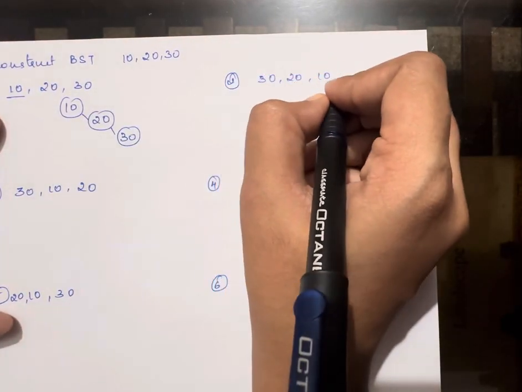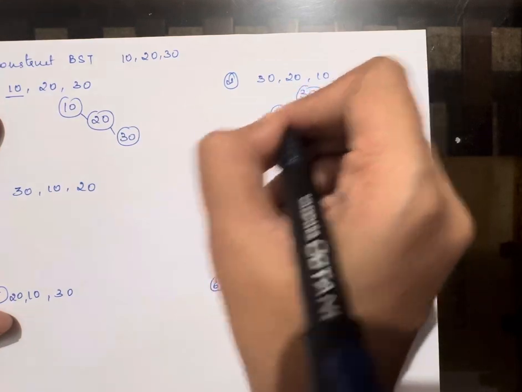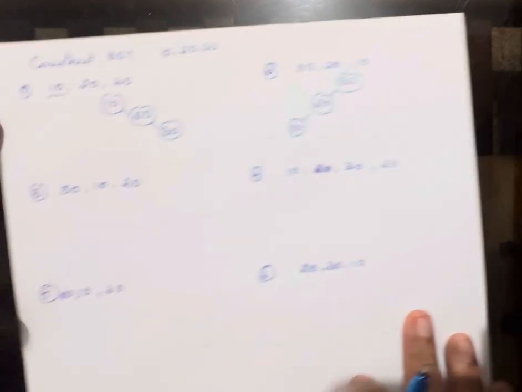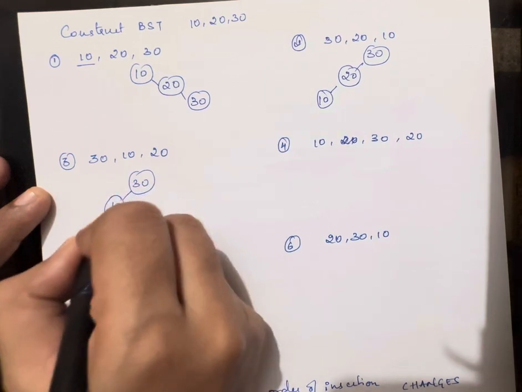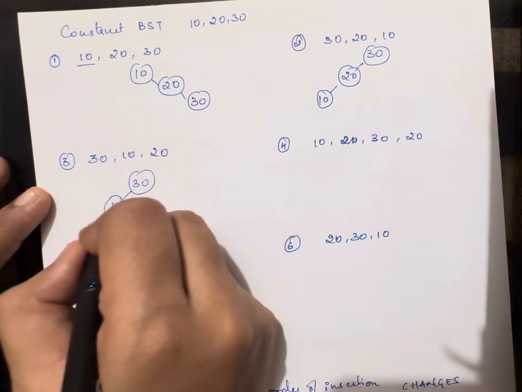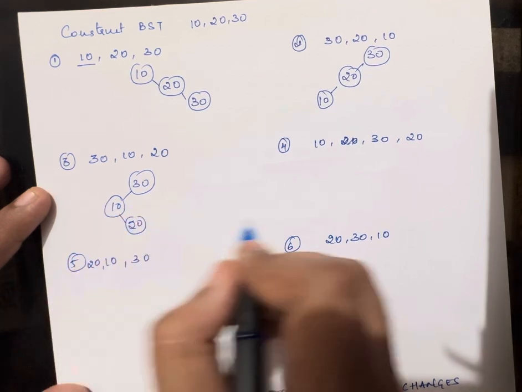Next is 30, 20 and 10. So 30 will be the root node, 20 is smaller than 30 and 10 is smaller than 20. Next here 30 will be the root node, 10 is smaller than 30 and 20 is smaller than 30, but it is bigger than 10.